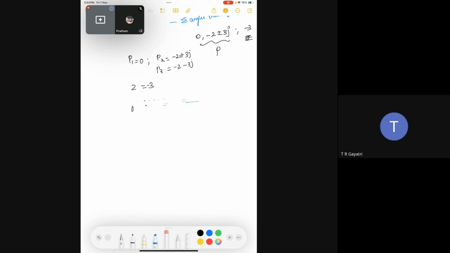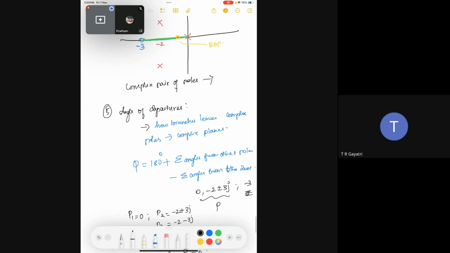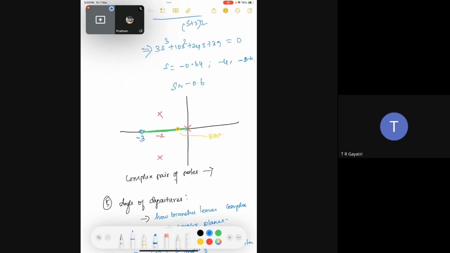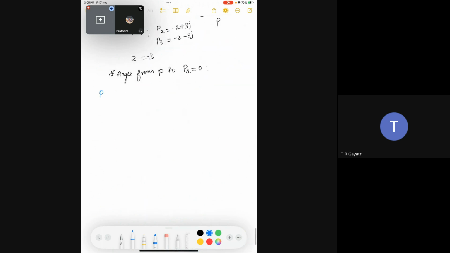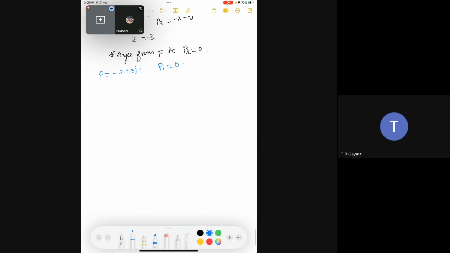Let me write it clearly. First, we need to find the angle from a point P to P1. That is 0 here. 0 is one of the poles, right? So the point P I'm going to take at one of the pole locations, that is -2 plus 3j. First, I'm going to take my P equal to -2 plus 3j, and my P1 equal to 0. Just calculate the angle between your P1 and P. That's it.